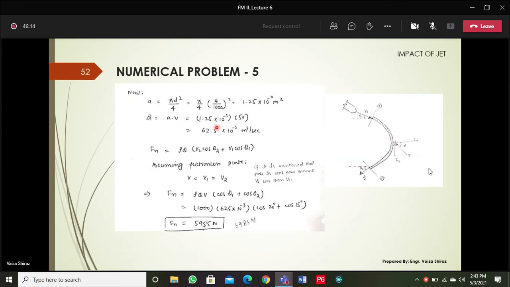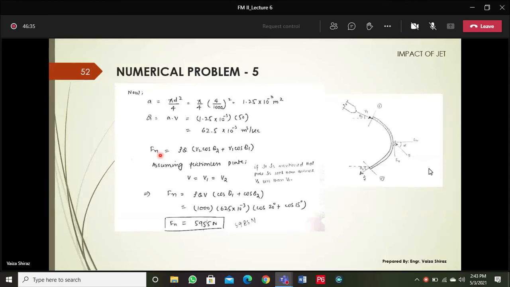First, find out the area. Convert this dia into meter, and this is your area. This charge is A into V. So I have directly used the equation for Fn. So in this case, please make sure in the statement of this numerical, no information is given regarding the frictional loss or reduction in the velocity.